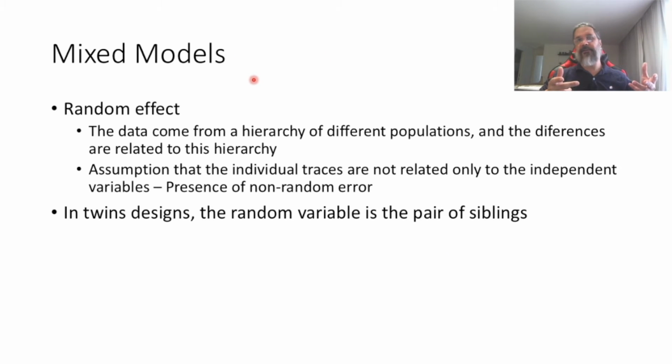The main difference of mixed models to others, like the regular analysis of variance, is that mixed models include a random effect to our fixed effects. A random effect supposes that the data come from a hierarchy of different populations, and the differences are related to this hierarchy. It has the assumption that individual traits are not related only to independent variables. There is the presence of a non-random error. It is very used in educational studies.